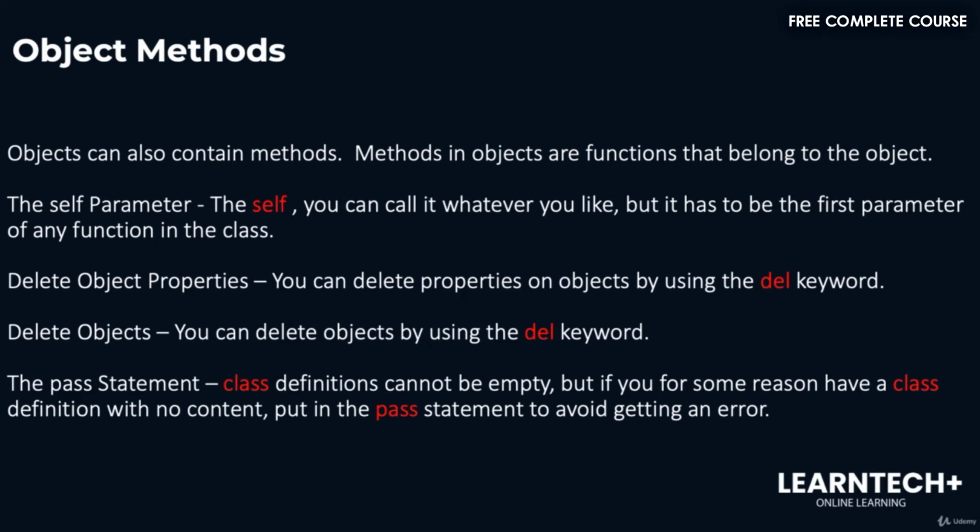Delete object properties. You can delete properties on objects by using the delete keyword, so del. Delete objects, you can also delete objects by using the del keyword as well. The pass statement. Class definitions cannot be empty, but if you for some reason have a class definition with no content, put in the pass statement to avoid getting an error. Okay, so let's jump into the code and take a look at that.